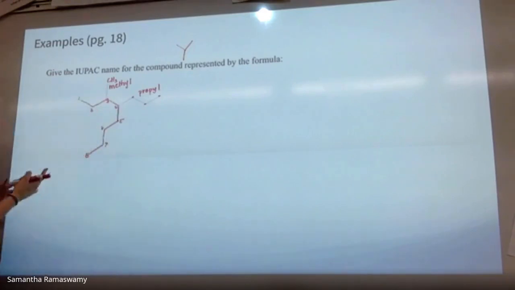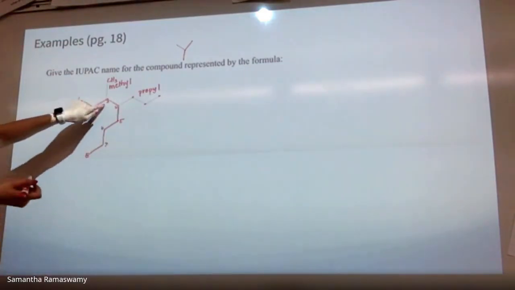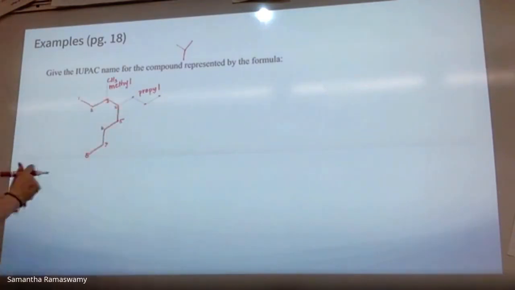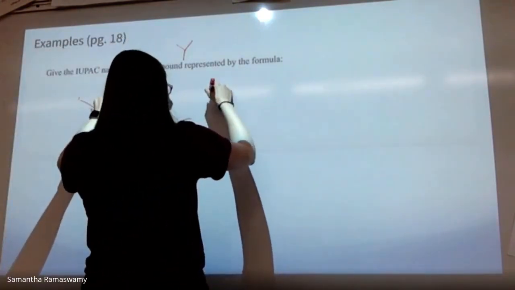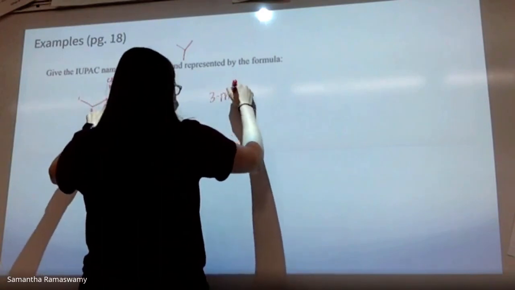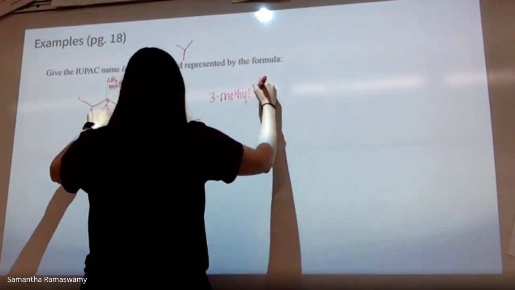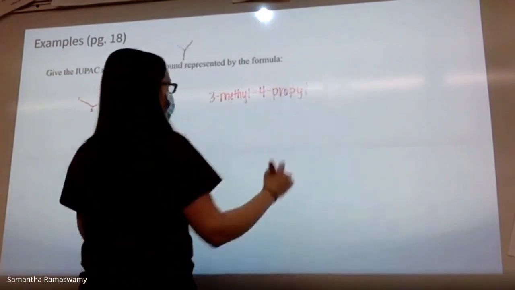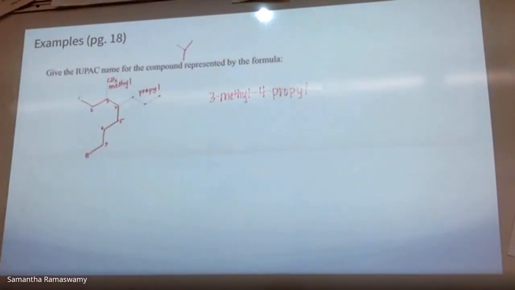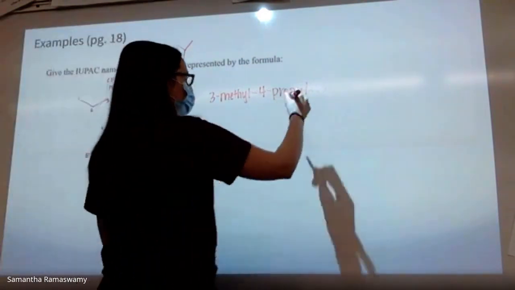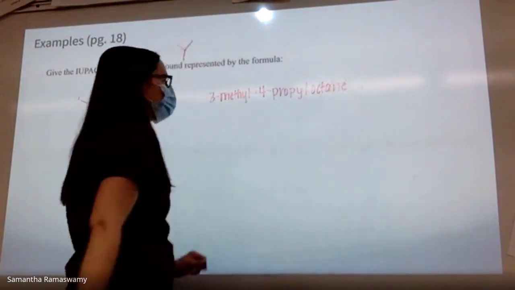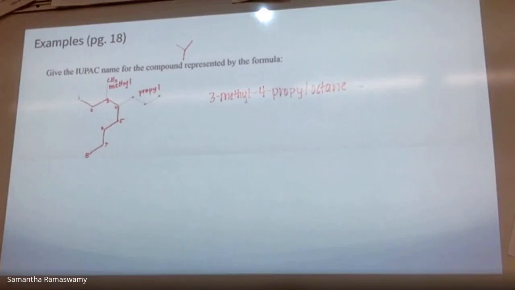So now when we name this, we have something on the 3rd, something on the 4th. Make sure you're putting it in alphabetical order. Methyl comes first. 3 methyl, 4 propyl. Notice how dashes separate letters and numbers. After your last substituent, you add the parent name to the end. 8 carbons, all single bonded, octane. 3 methyl, 4 propyl octane.